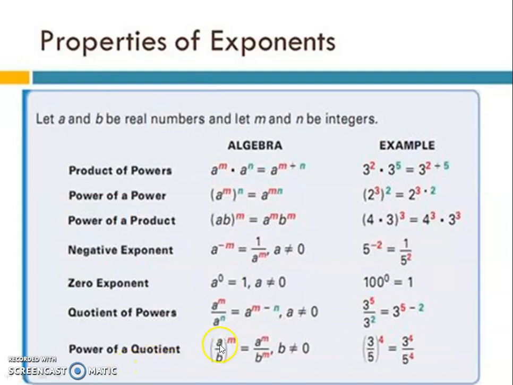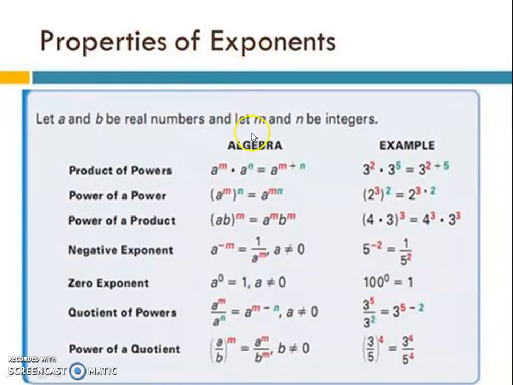Power of quotient: a upon b raised to m is a raised to m upon b raised to m. Always remember that b is not equal to 0. That means 3 upon 5 raised to 4 is always 3 raised to 4 upon 5 raised to 4. Be particular about these properties of exponents, student.